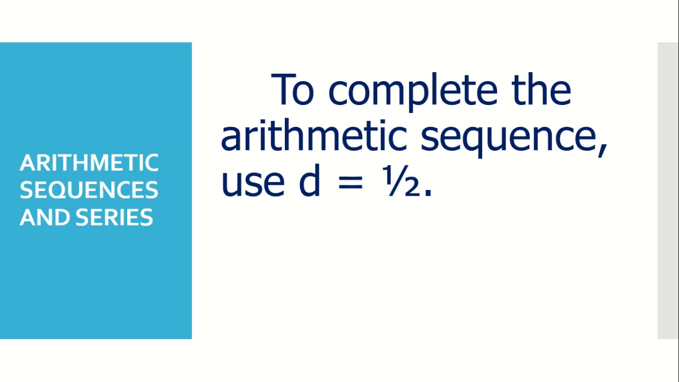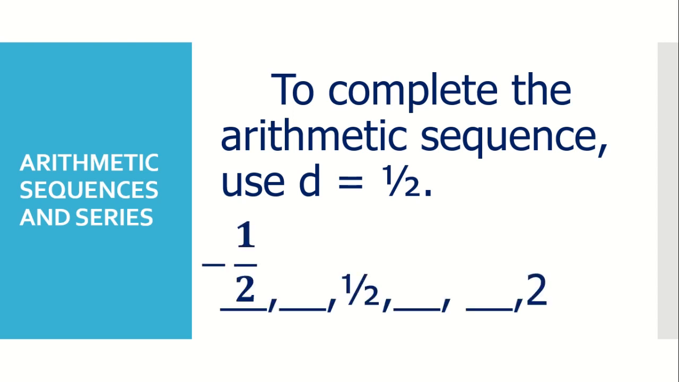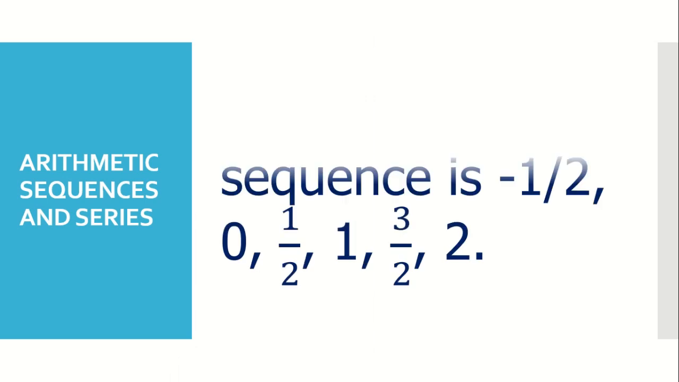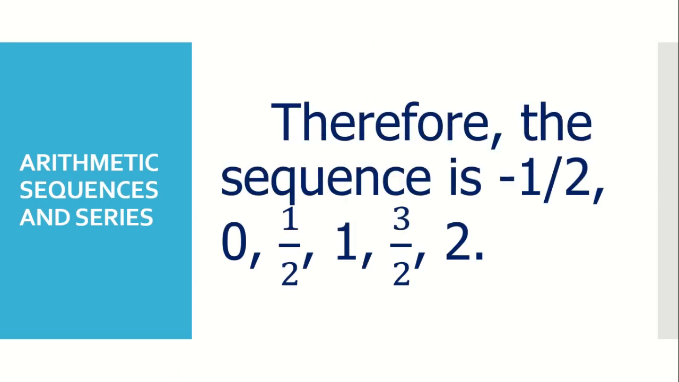To complete the arithmetic sequence, let us use d equal to 1/2. So we have negative 1/2, 0, 1/2, 1, 3/2, and 2. Therefore, the sequence is negative 1/2, 0, 1/2, 1, 3/2, and 2.